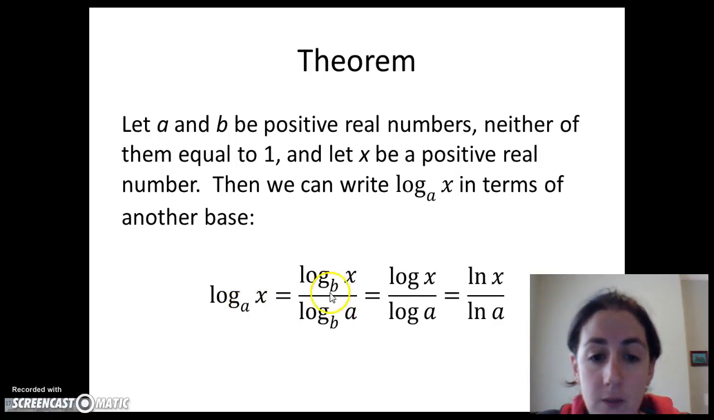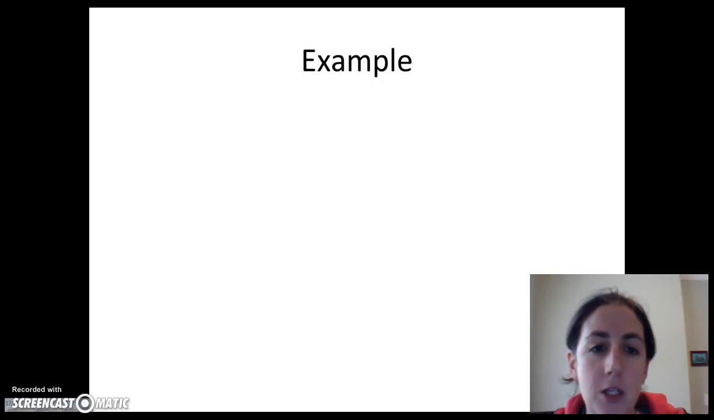And so you can do this for any base, including base 10 and base e, your common log and your natural log. So to turn it into a common log, it'd be the log of what you were taking the logarithm of, the log of x, divided by the log of the original base a. Or for natural log, it would be natural log of x over natural log of a. So where is this useful?